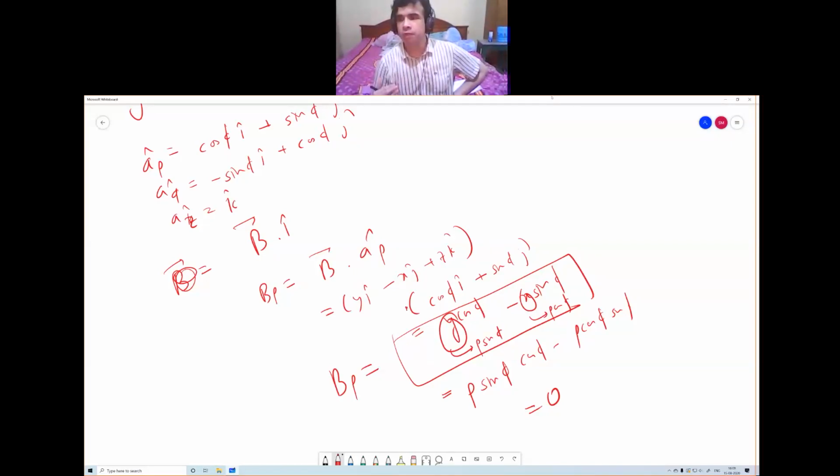Okay, if there is a problem, you can type. The chat window is open. Is this okay? We first multiply this by the rho component and then convert the y and x into this. Is it okay? B rho. Yes, sir. It's okay.